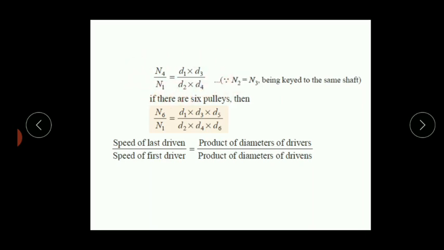If the number of pulleys is increased, that is, instead of a two-stage compound system there are three compound drives, pulley 1 drives pulley 2, pulleys 2 and 3 are mounted on the same shaft, 3 drives 4, and pulley number 4 and pulley number 5 are mounted on the same shaft, and pulley number 5 drives pulley number 6. In that case, the speed ratio between the last driven pulley and the first driving pulley will be like this. Similarly, we can obtain the relation for 6 pulleys, 8 pulleys, and so on.